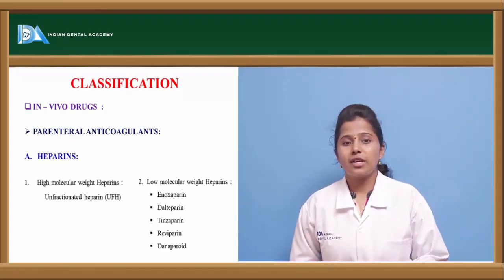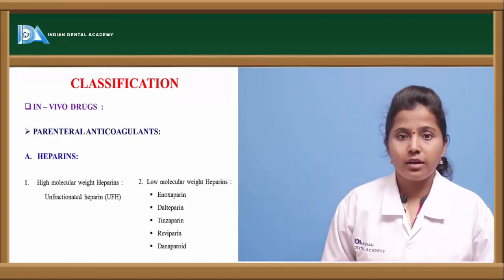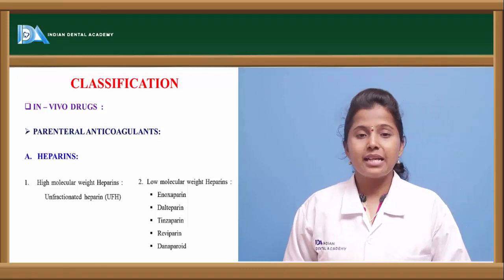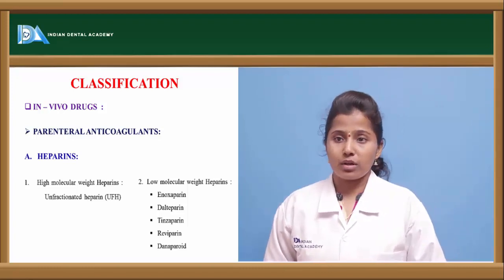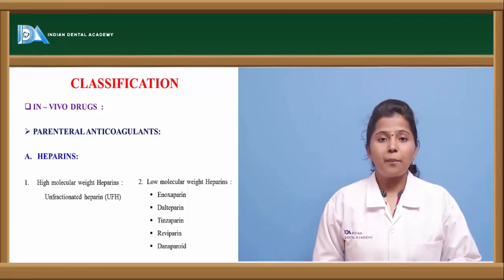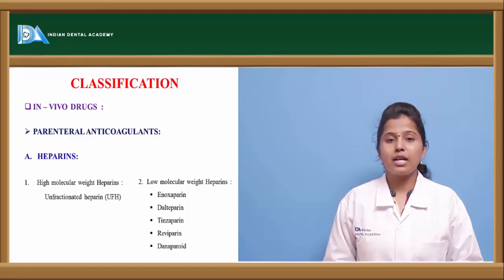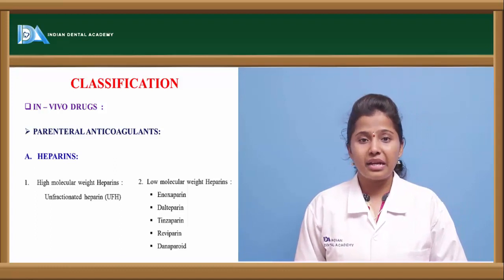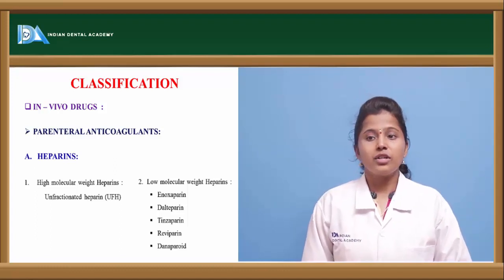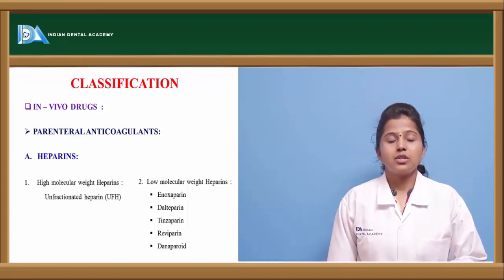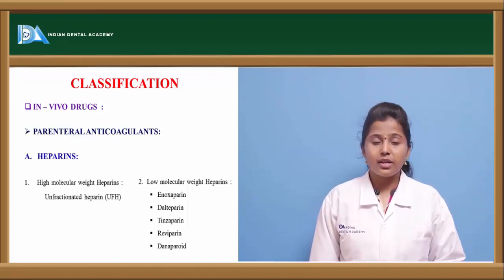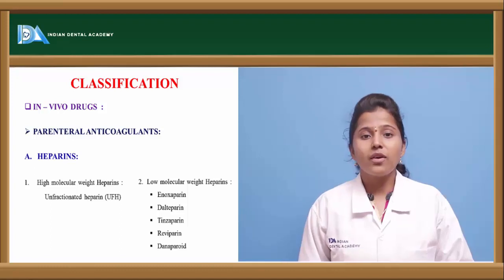Let us see the classification of these anticoagulant drugs. There are two categories of drugs: one is in vivo drugs and the other is in vitro drugs. The in vivo drugs include parenteral anticoagulants as well as oral anticoagulants. There are various categories of parenteral anticoagulants. The first category is heparins. Heparin is a drug used as an anticoagulant, and there are various types of heparins.